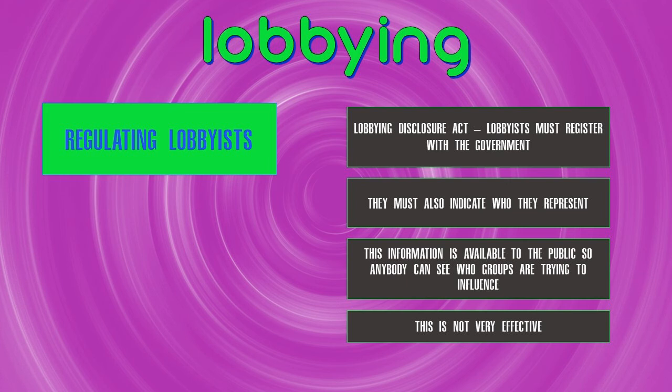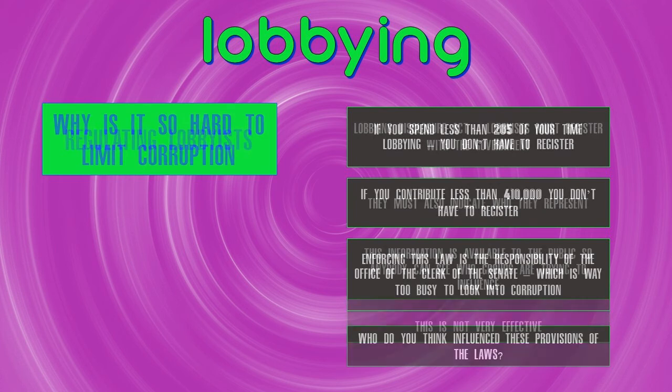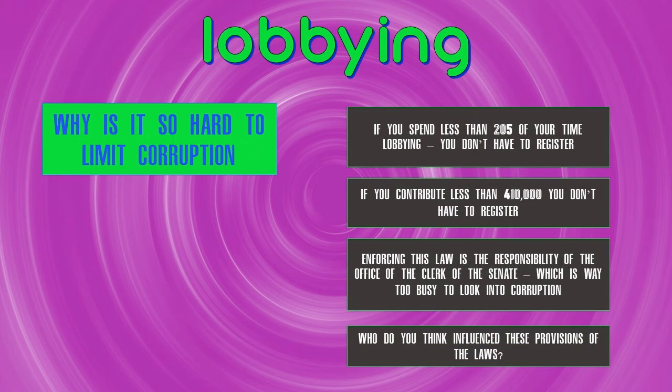So we can track lobbyists and we can see who they're trying to influence and what laws they have influence over. Sad news, this is not a very effective policy. The lobbyists actually get around this in a lot of ways. So here's some tricky details of this law. And these details are not important for you to remember. We just want to think about why they're there. So if you spend less than 20% of your job lobbying, then you're not an actual lobbyist. You don't have to register with the government. If you contribute less than $10,000, then you don't have to register as a lobbyist either.